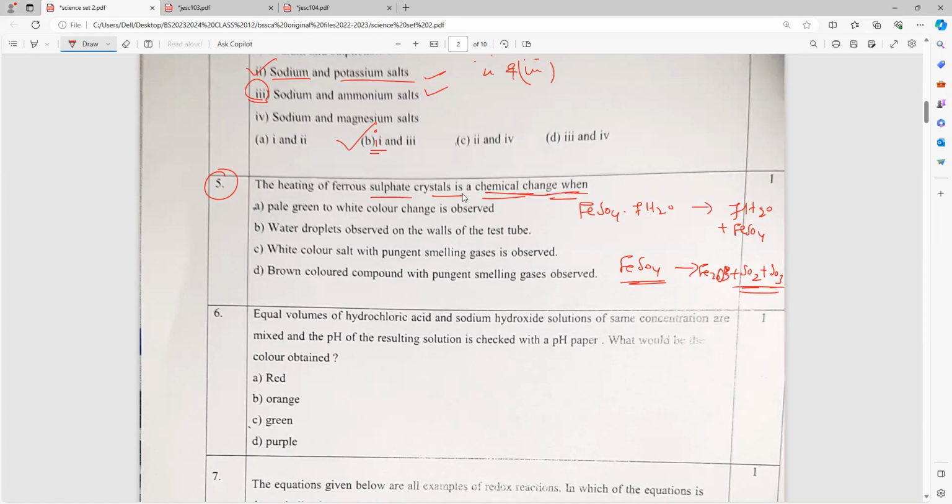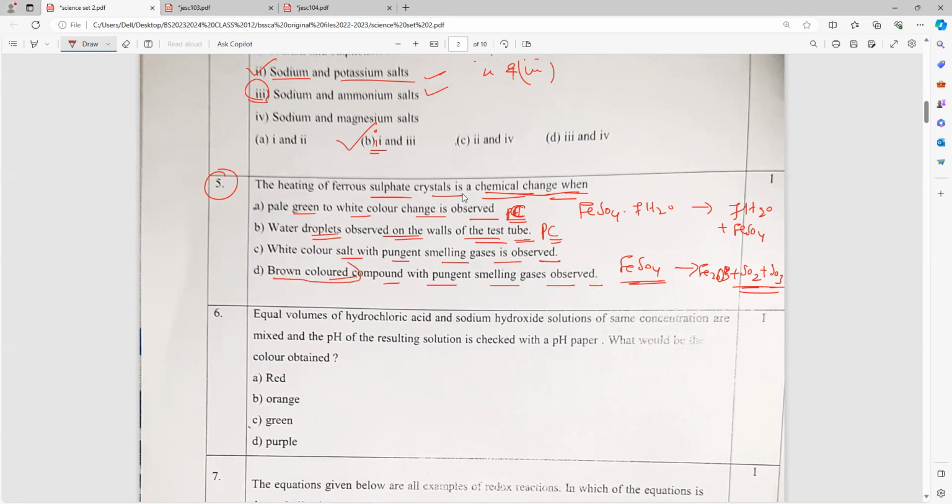So the options: pale green to white color change is observed. It is a physical change because of loss of water. Water droplets observed on the walls of the test tube, that is also a physical change. Yesterday only I told. And white color salt with pungent smelling gases is observed. Brown colored compound with pungent smelling gas observed.